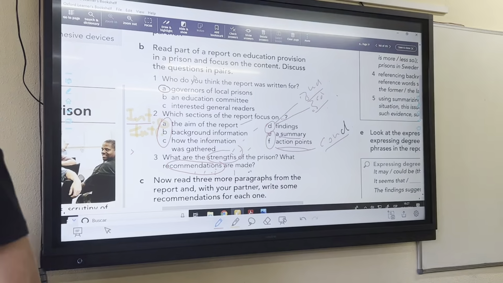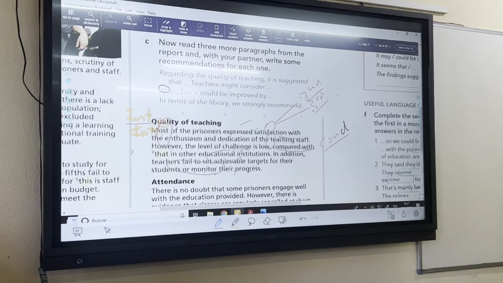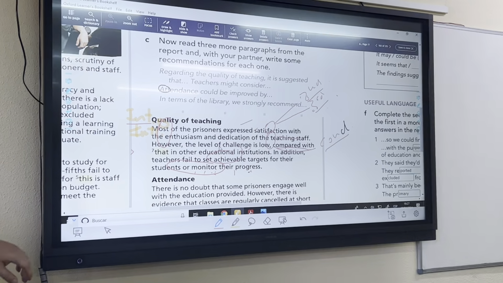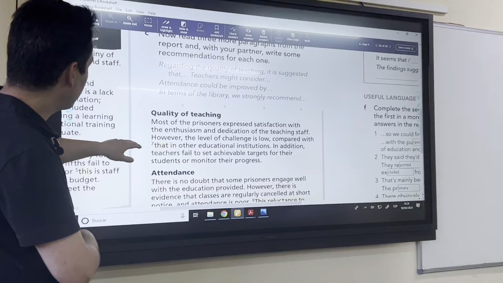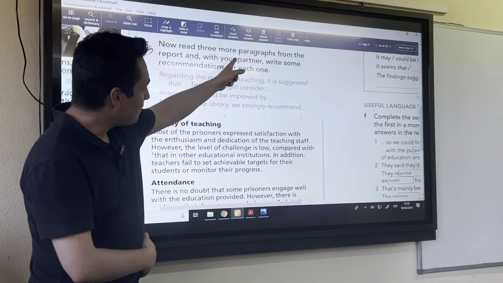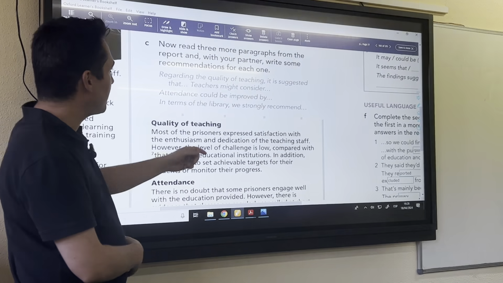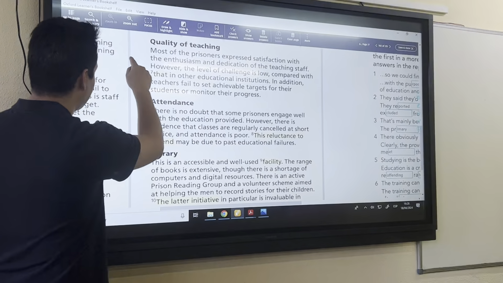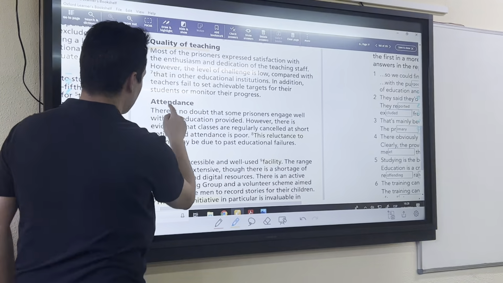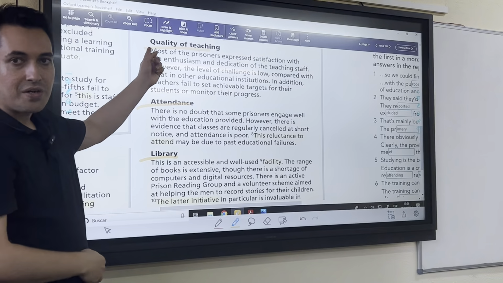Okay, we're gonna read 3 more paragraphs here. And I want you to finish the recommendations for each one. So now read 3 more paragraphs, exercise C from the report, and with your partner, write some recommendations for each one. So I want you to read these. The quality of teaching, attendance, and library. Again, what are these?